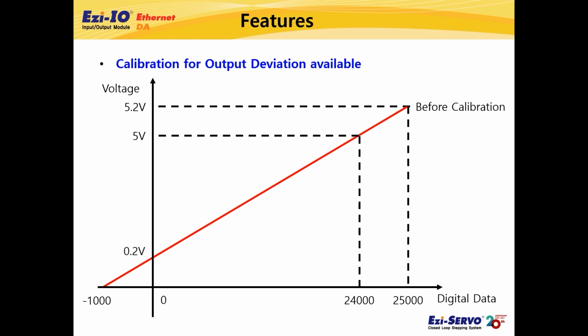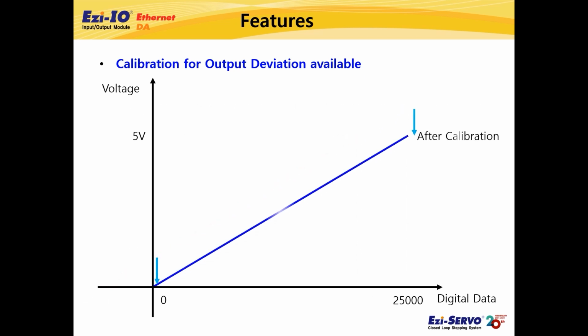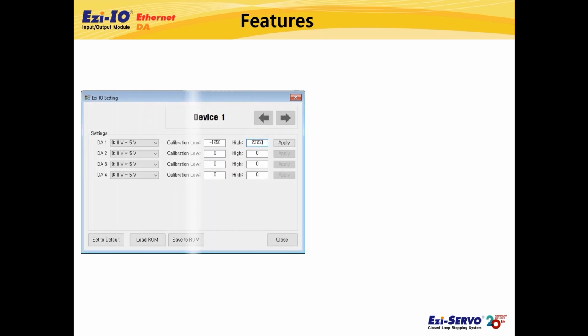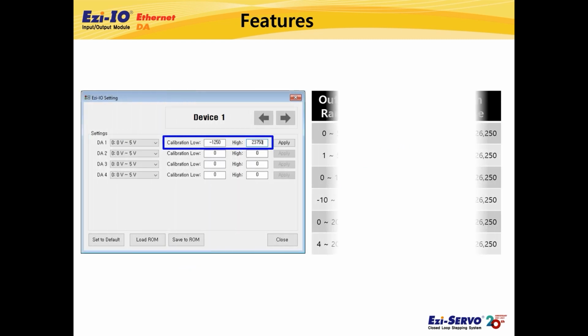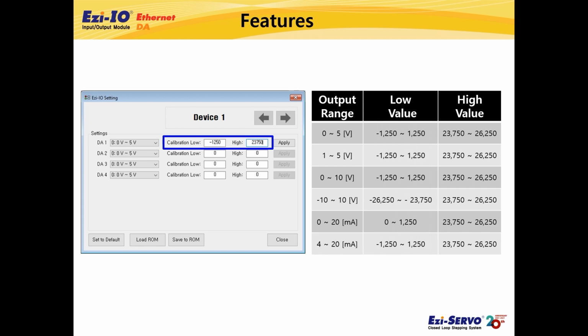However, if the low value of the calibration function parameter is set to -1,000 and the high value is set to 24,000, the actual output value is 0 to 5 volts through the calibration when the digital value is input in the range of 0 to 25,000. Depending on the output range, the available low value and high value ranges are as shown in the table on the screen.